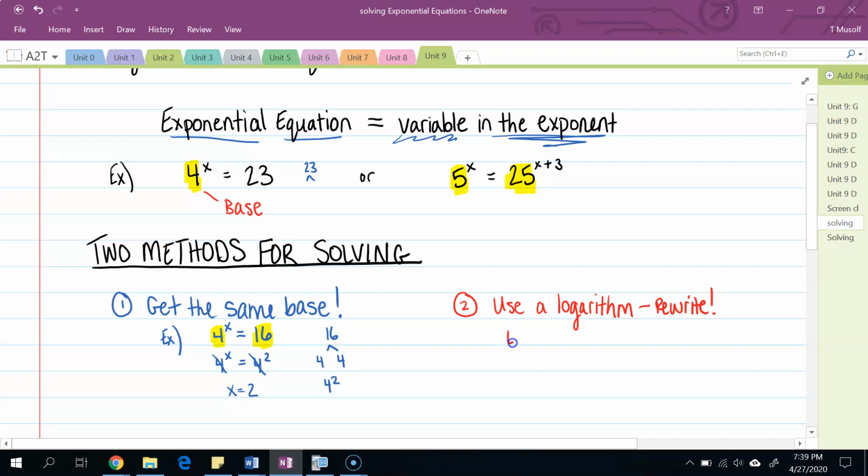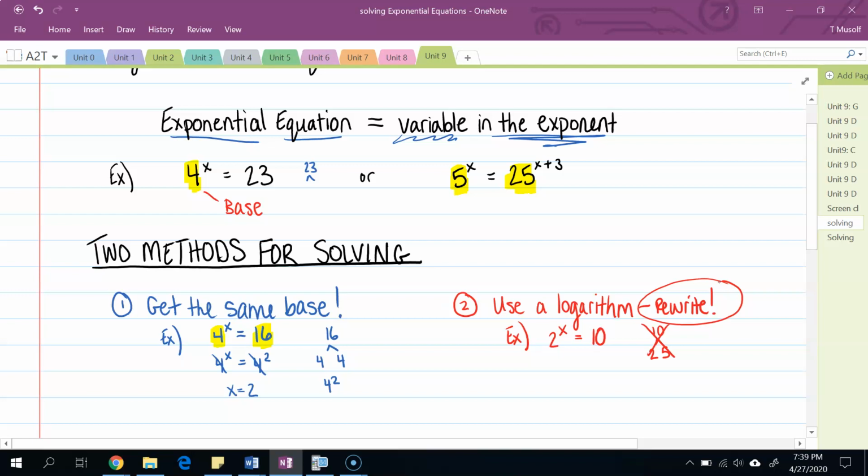To give you an example of that, let's say I had 2 to the x equals 10. First I would try method 1. Can I get them to be the same base? I know that 10 breaks down into 2 and 5, and that means there's no way to write it as 2 to a power, because the 5 would have to be there. So I can't get them to have the same base, and that's when I would use a logarithm. In other words, I'm just going to rewrite it.